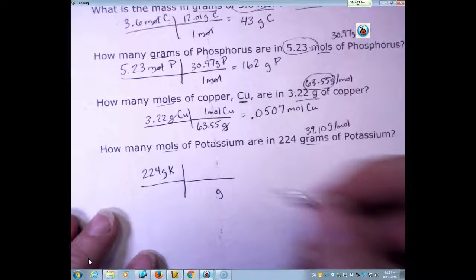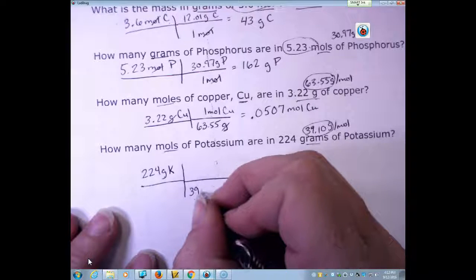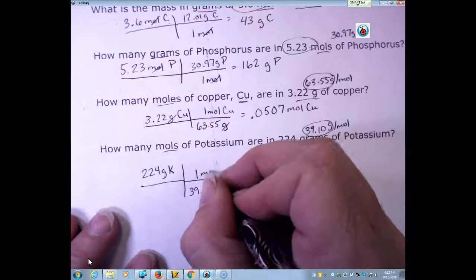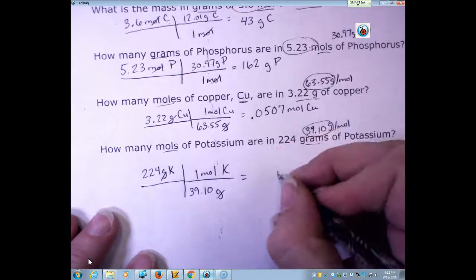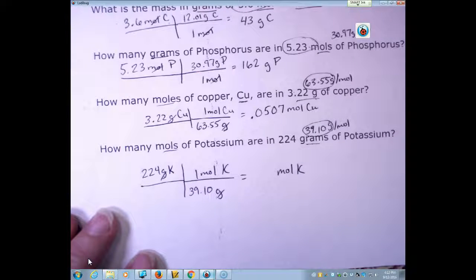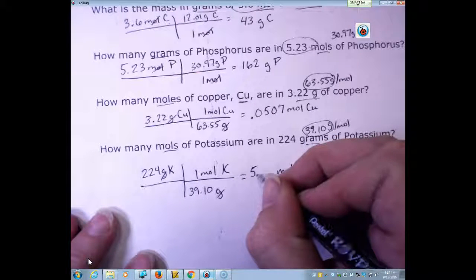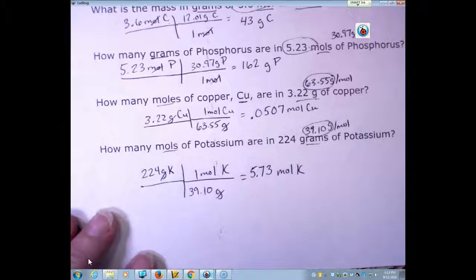Gram has to go here. And again, that number is tied to the grams. So 39.10 grams in 1 mole of potassium. Grams cancel. All I'm left with are moles of potassium. And for that one, we are going to need 3 sig figs. So it's going to be 5.73 moles of potassium. So that's working with molar mass, converting from grams to moles or moles to grams.